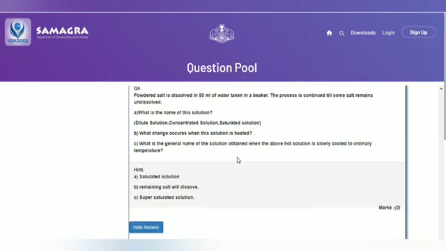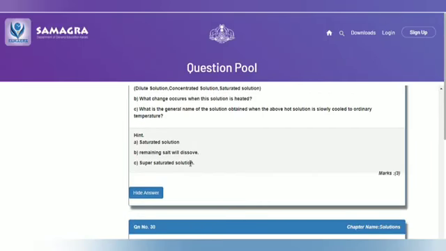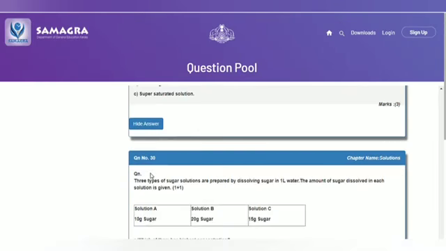Powdered salt is dissolved in 50 ml of water taken in a beaker. The process continues till some salt remains undissolved. What is the name of the solution? Saturated solution. What change occurs when the solution is heated? The remaining salt will dissolve. What is the general name of the solution obtained when the above hot solution is slowly cooled to ordinary temperature? Supersaturated solution.